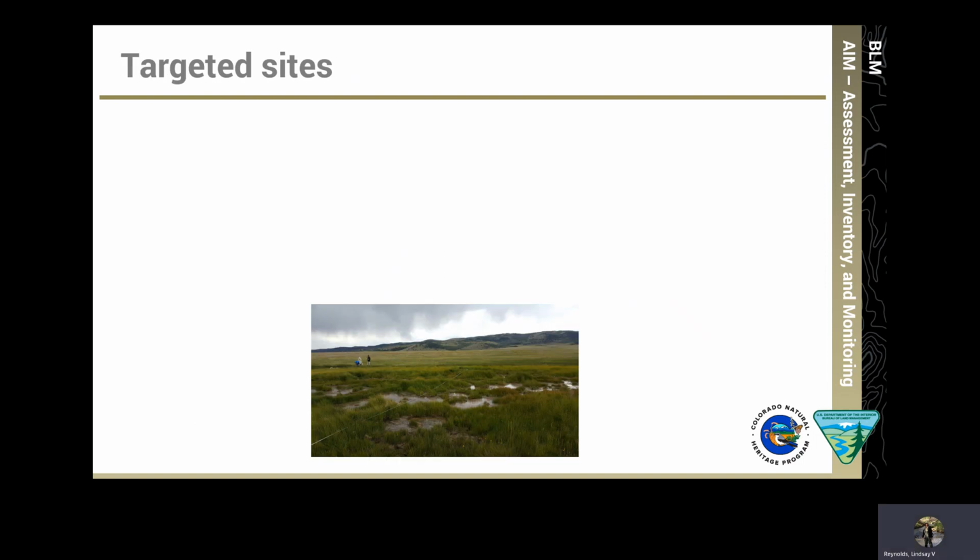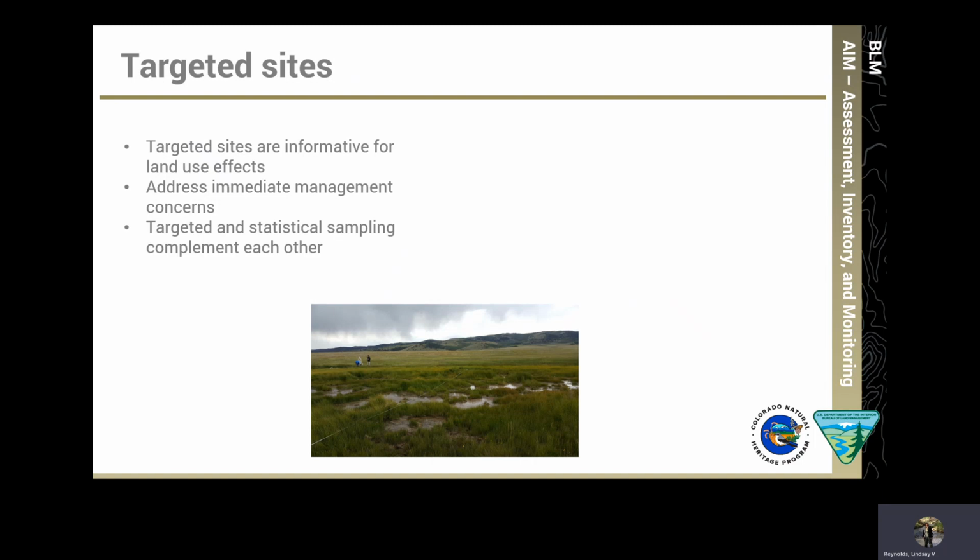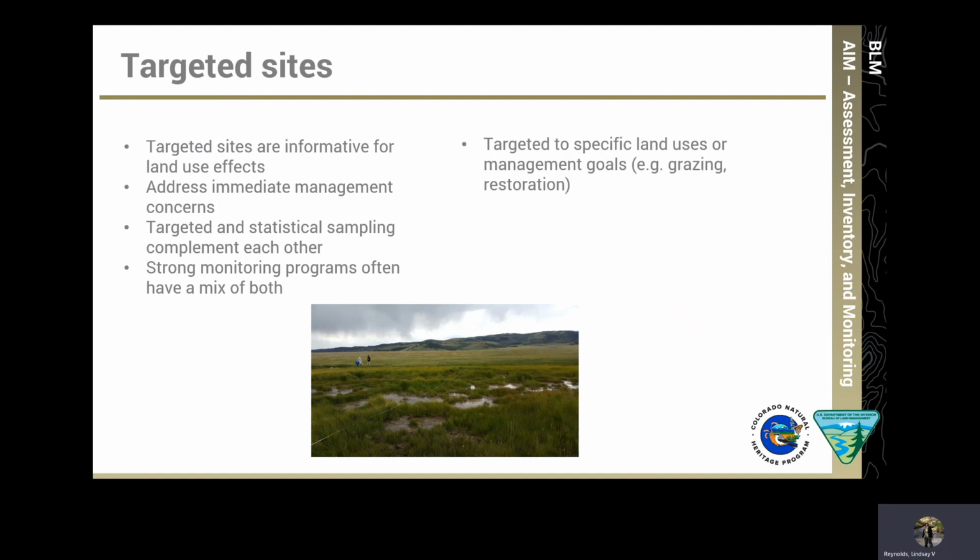Targeted sites are also an important sample population for monitoring. Targeted sites are informative for land use effects. They address an immediate management concern on the ground. Targeted and statistical sampling can complement each other, and strong monitoring programs often have a mix of both randomly selected and targeted sites. It's important to remember some key things about targeted sites, however.